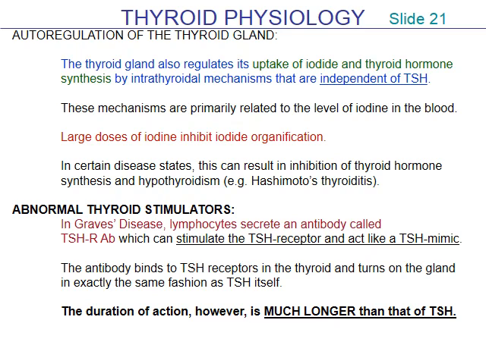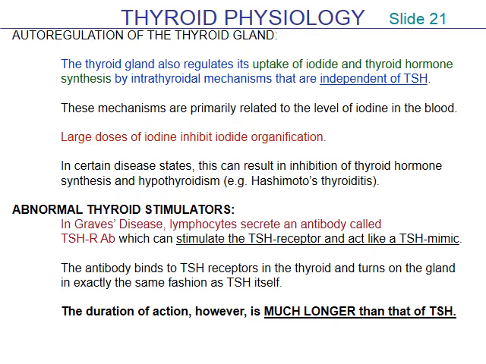In fact, there are abnormal thyroid stimulators, we mentioned them, in Graves' disease. An antibody is produced called the TSH receptor antibody, which binds and stimulates the TSH receptor. In other words, it acts like a TSH mimic. It will bind the receptor in the thyroid and turn the gland on exactly in the same way as TSH would.